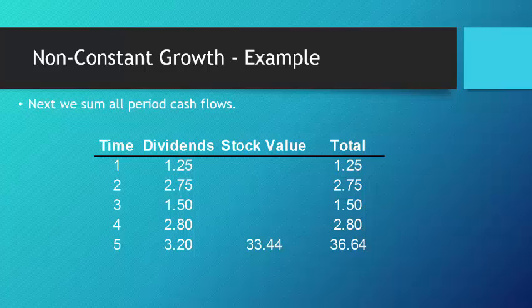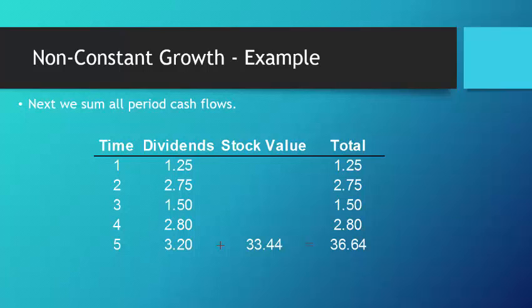And what I would expect is the value at that moment of all the future cash flows from then on. So I add them all up: at time one is $1.25 plus 0 is $1.25. Time two, $2.75 plus 0 is $2.75, and so on until I get to time 5, when I get $3.20 plus the $33.44, which is everything after that in time 5, and I get $36.64.